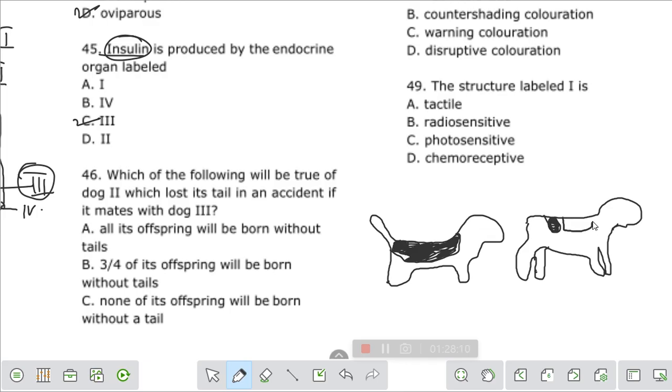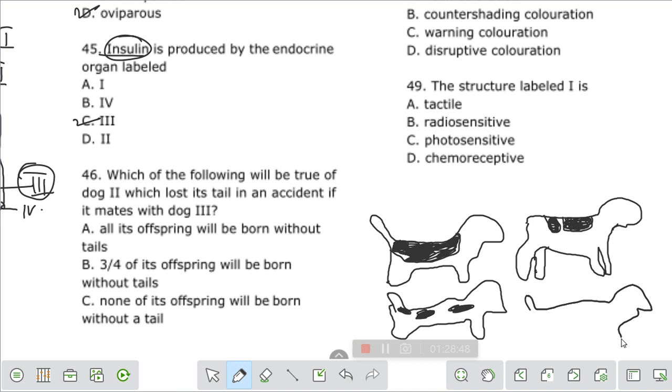They now ask us which of the following will be true of dog 2 which lost its tail. We are talking of this is dog 2, right? They now say which one will be true of dog 2, which lost its tail in an accident, if it mates with dog 3. So this dog 2 now, it loses its tail, right? If it mates with dog 3, this dog 2 has lost its tail, right? It doesn't have tail again. And they now ask us what will happen to the offspring.